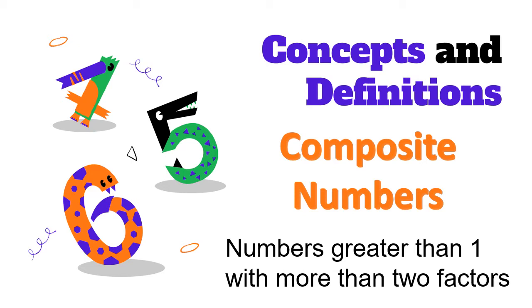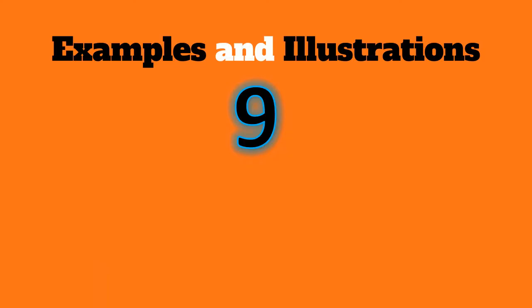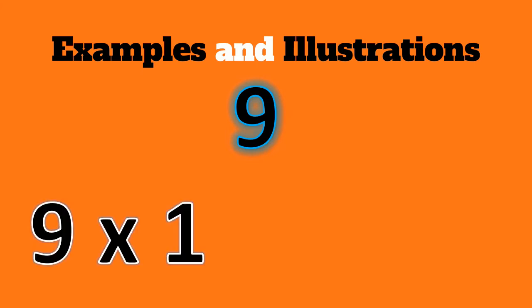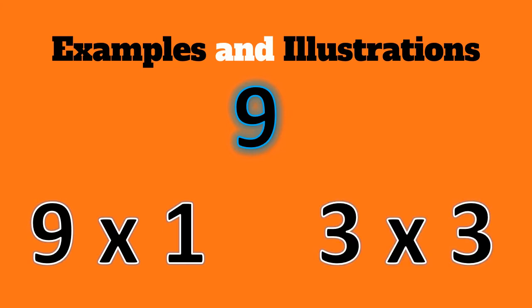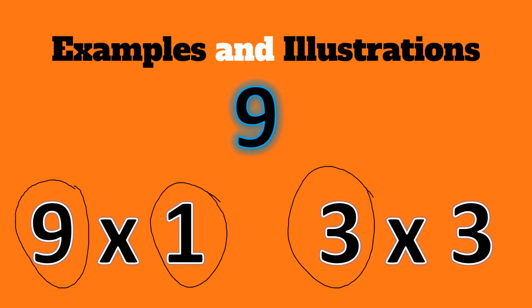Let us have an example para mas maunawaan nyo. 9. 9 can be divided by 9 and 1, yes. Pero meron pa bukod sa 9 and 1. 9 can also be divided by 3, meaning ang factors ng 9 more than 2. Ano-ano yon? Ito ay yung 9, 1, at 3. So, more than 2 factors, di ba? Yun yung tinatawag nating composite numbers.